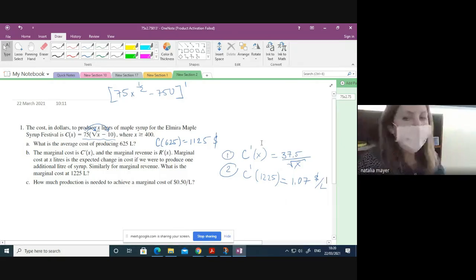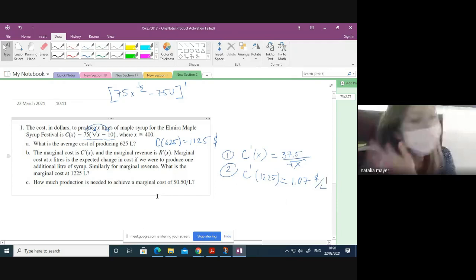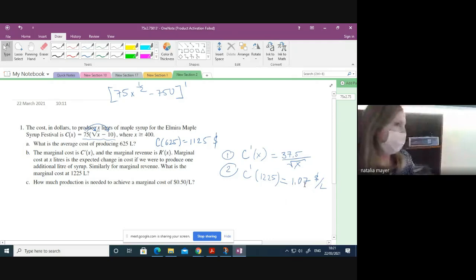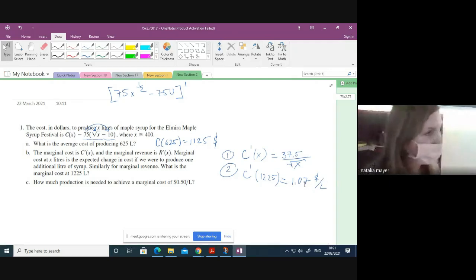And once I have differentiated the cost function, I found the function of marginal cost. Now all I have to do is to sub in the value 1225 into the derivative function, which will give you the value 1.07. What is important? As usual, the units, right? So don't forget that derivative.